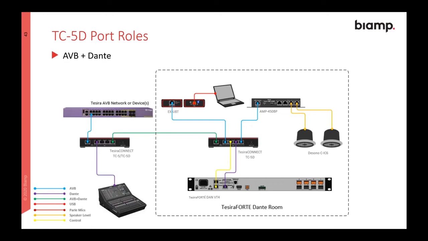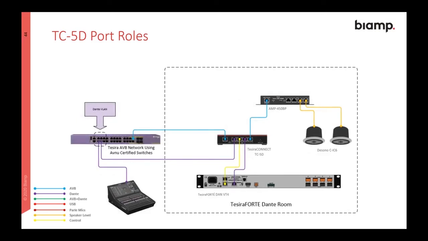But let's say you didn't have that option, then you can consider creating VLANs, right? So on that switch, on that AVB network, if you create a VLAN and disable AVB on it so that Dante gets prioritized, and then you link that back to a separate port on the TC5D, then that second port on the TC5D becomes a Dante port, and the first port becomes an AVB port. So this is also a valid configuration.